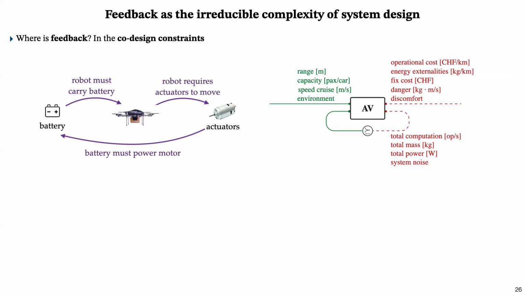The feedback I'm talking about here is the one in which, for instance, a drone requires actuators to move. The actuators require a battery to be powered, and the battery must be carried by the drone. The more power you need, the more actuation you need. But the more actuation you need, the more power you need. So you have this kind of circular requirement that you can call the irreducible complexity of your design. And if you think about autonomous robots, it's quite similar in computation, mass, power, and uncertainties about your system.